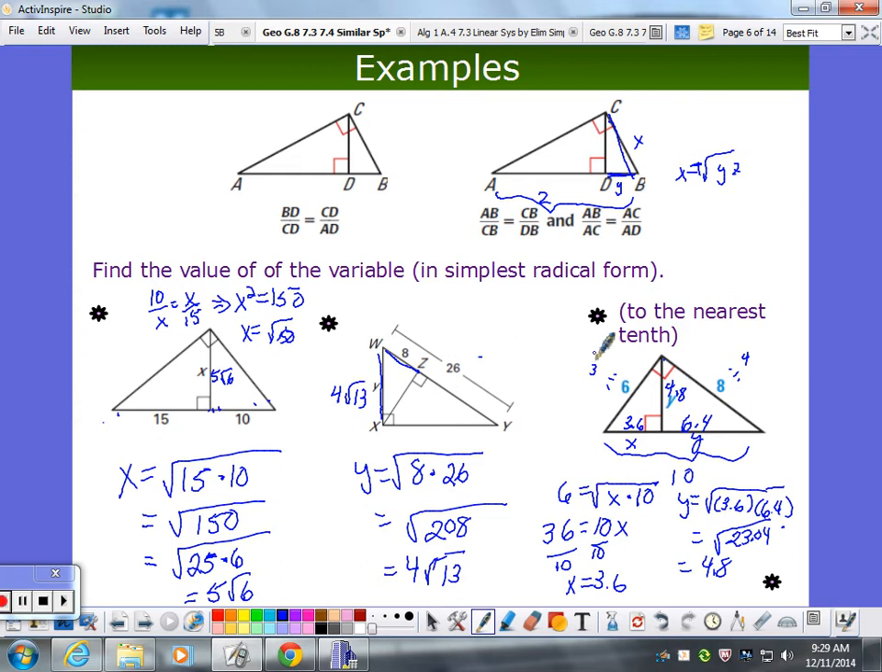4.8. This all worked out kind of nice. Without rounding, I got kind of nice little decimal numbers.